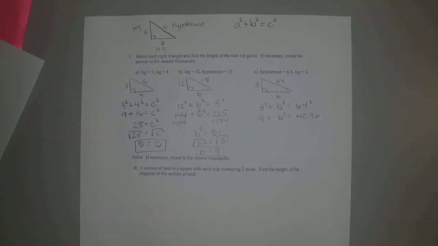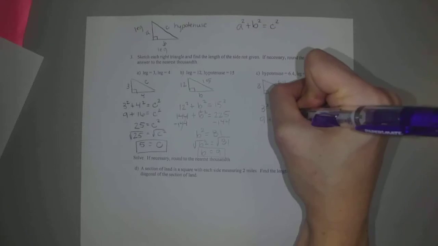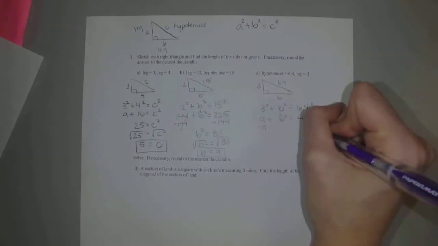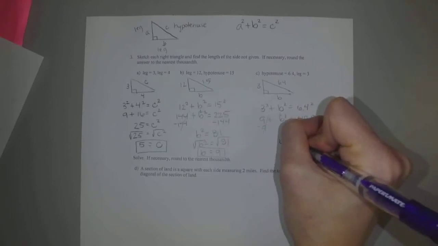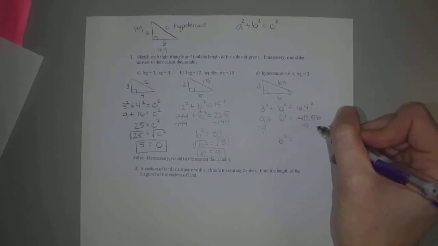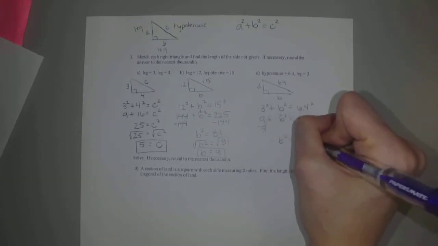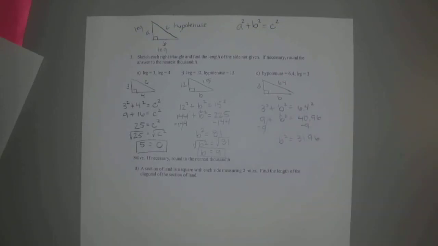What do I need to do before I take the square root? Subtract that 9 over, right? We want to get him by himself, so we must subtract that 9 over first. So we have B squared equals whatever 40.96 is minus 9. What do you get, 31? Is that okay so far?